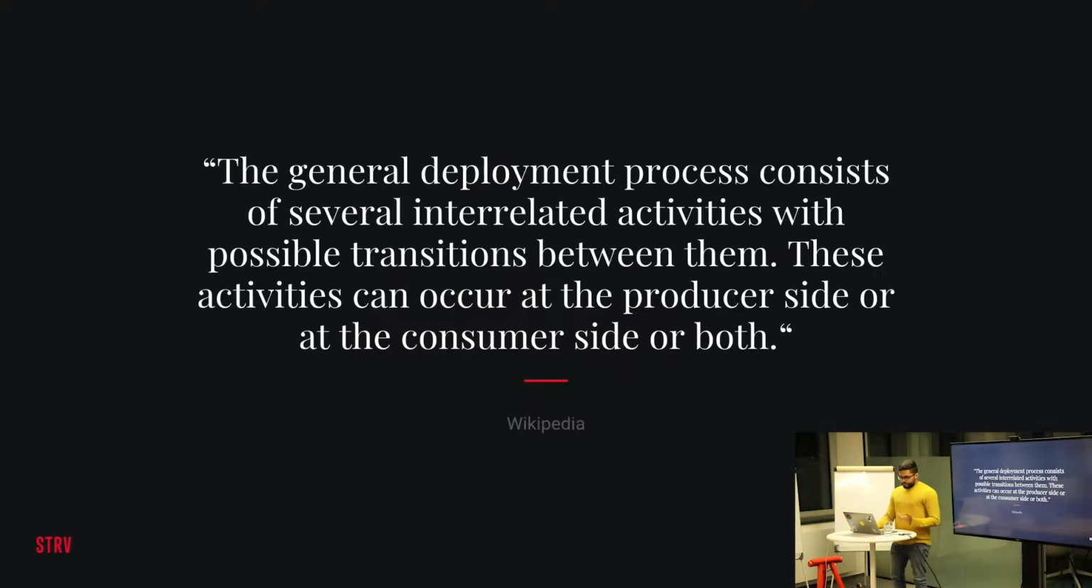So, introduction. Well, I got this from Wikipedia. The general deployment process consists of several interrelated activities with possible transitions between them. These activities can occur at the producer side or at the consumer side, or both. What producer side and consumer side mean is basically the server and the actual workstation that is making the push of the changes to be deployed.